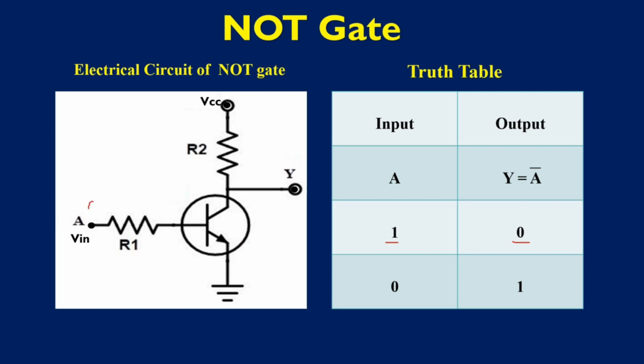If I make A as 0, this is an NPN transistor. Now this is the base current here. When A is 0, then the transistor will be in the cutoff position. In the cutoff position, the output is equal to VCC, that is, the output is high. So when A is 0, the output is high. It verifies the truth table of the NOT gate.